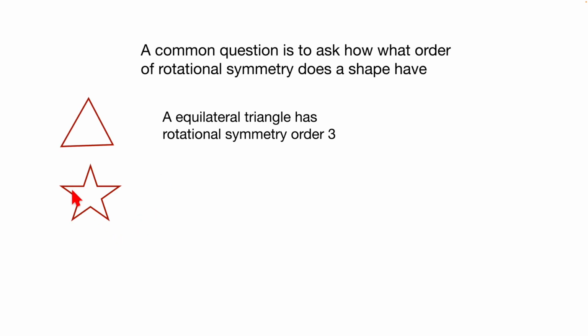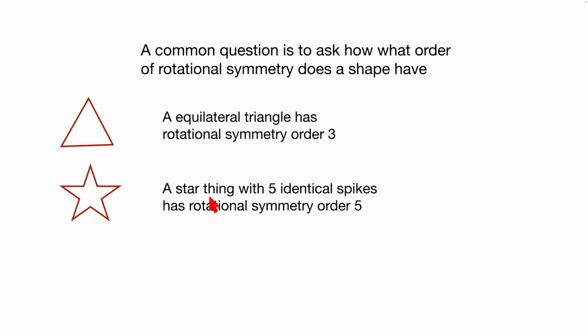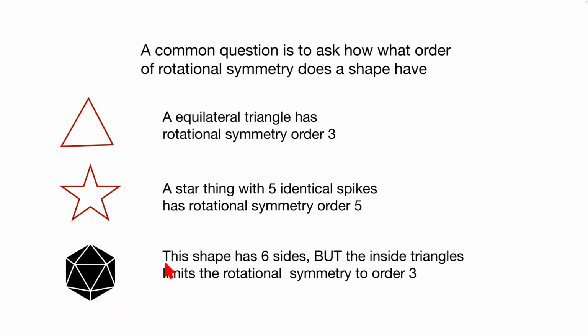This is a 5-pointed starry thing, and a star with 5 identical spikes has rotational symmetry order 5. I won't demonstrate that, but I'm sure you think it's right. And this peculiar shape here has 6 sides, but the inside triangles limit the rotational symmetry to 3. Let's just see if that works.